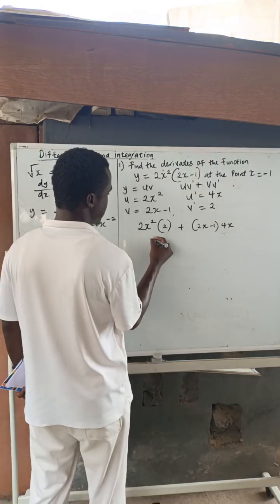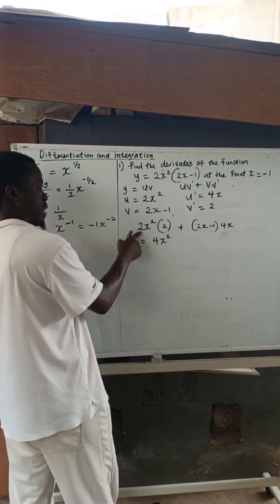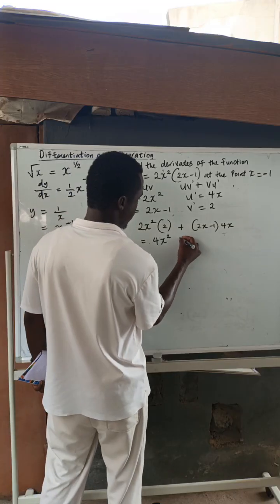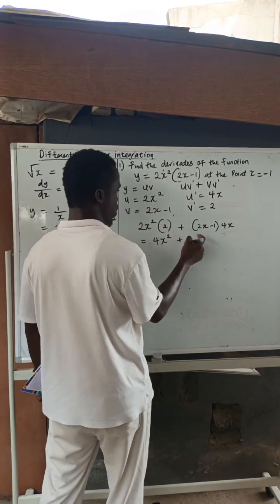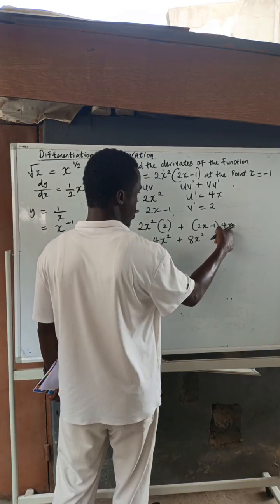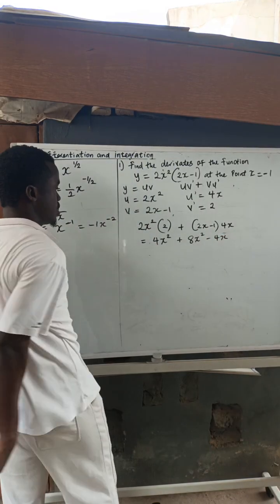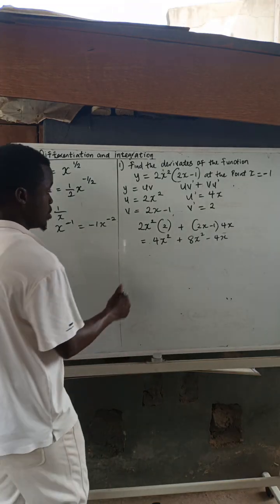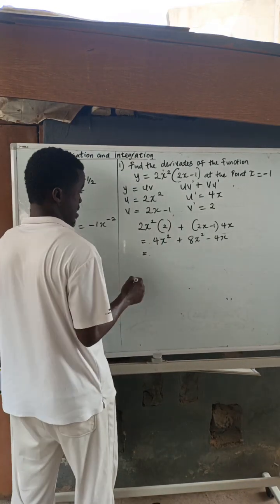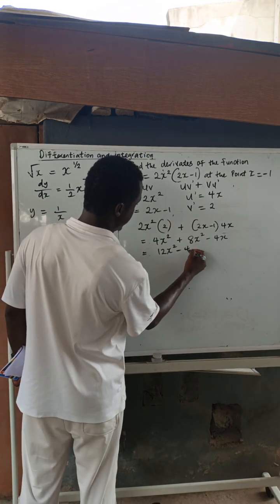So doing this gives us 4x raised to power 2. That's 2 multiplied by 2x squared, that's 4x, plus 4x multiplied by 2x, that gives me 8x squared. Minus 1 multiplied by 4x gives me minus 4x. So I'm going to break it down and expand it. This gives me 12x squared minus 4x.